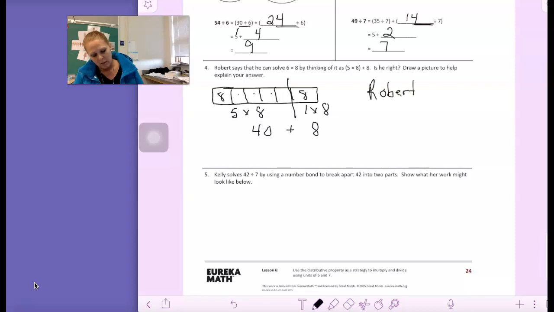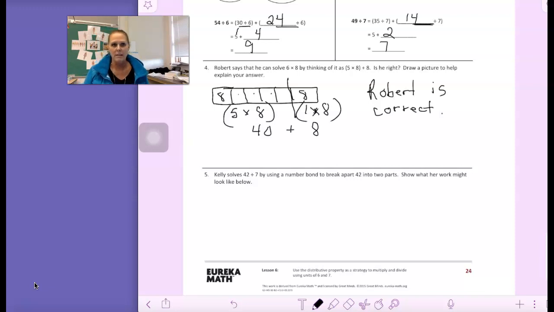Robert is correct, because we can show it as a 5 fact. 5 times 8, and 8 is a fact of 1 times 8. So he is correct. Make sure you have all of these problems completed, boys and girls, and submit them, and you'll be moving on to some homework problems.